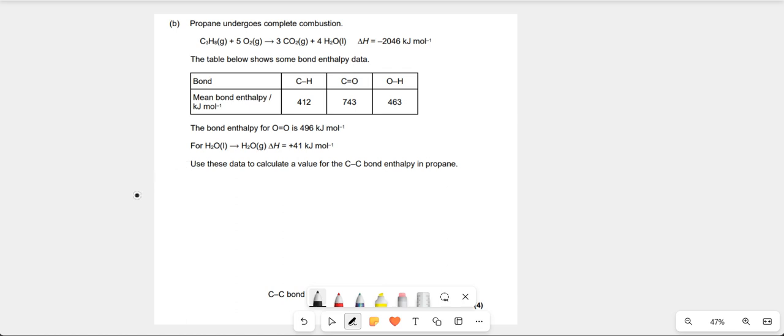So effectively, if we look at our bonds broken, so just write broken. Broken is going to be two times two CCs plus eight CHs plus the 5O2. So there's O bonds, so five O bonds.